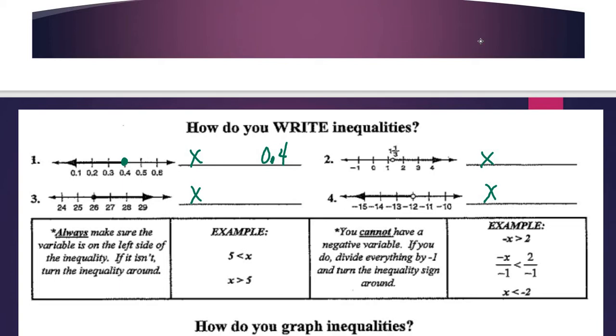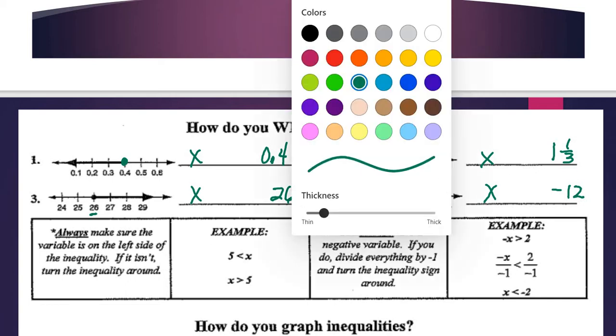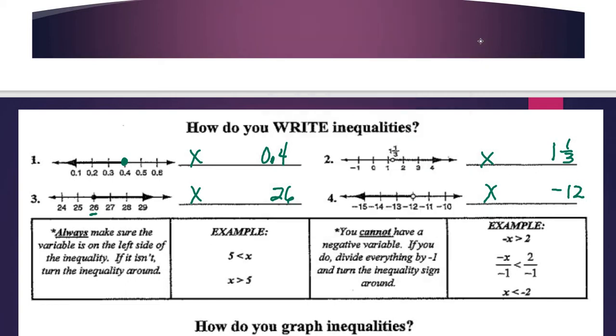And then I see, here's the number 26. Here's the number 1 1/3. And then negative 12. Now I'm going to change colors. So when I look at this right here, I see it's a closed circle, so that means it's equal, and it's pointing to the left. So I'm going to write my inequality symbol pointing to the left.